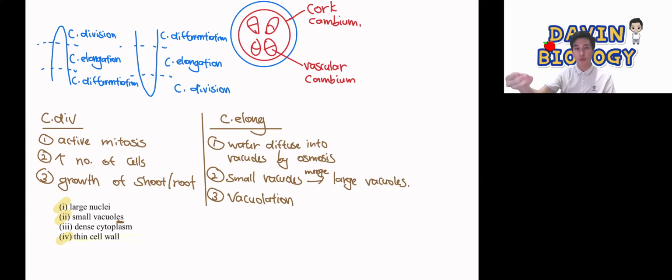So you must remember, vacuolation. So the purpose, the importance of this zone, if they ever ask, is basically to increase the size of cells. So just now was to increase the number, now you increase the size because you are growing.